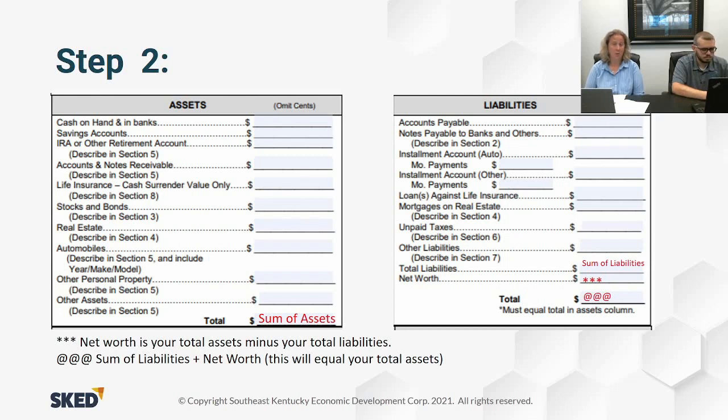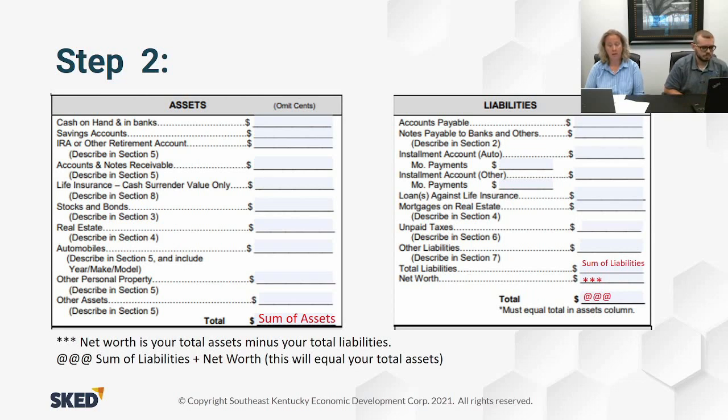Stocks and bonds, if you own any stocks and bonds, you would put the value there. Real estate, this could be your house. This could be a rental property. This could be a commercial property that you own in your personal name. Could be any of those things. Again, add up the total and you put it in this box on the first page. You're going to put more details in Section 4.